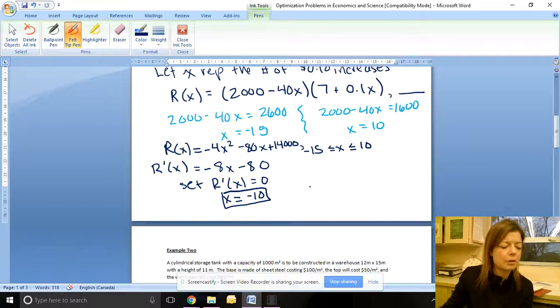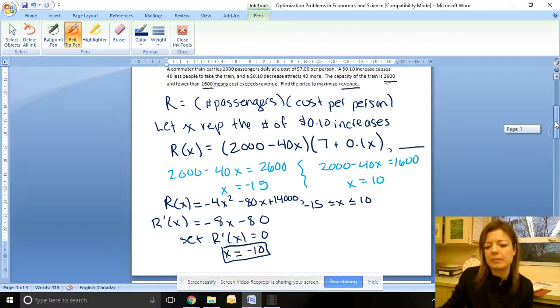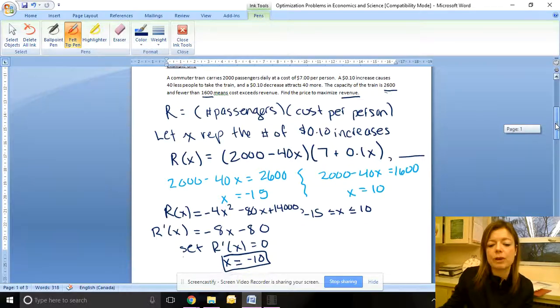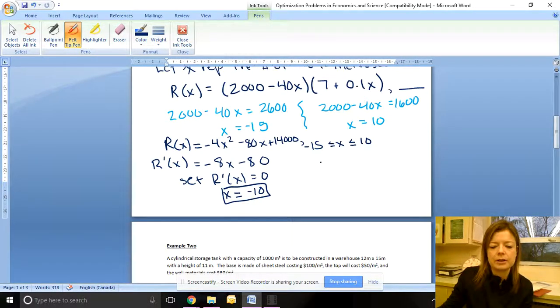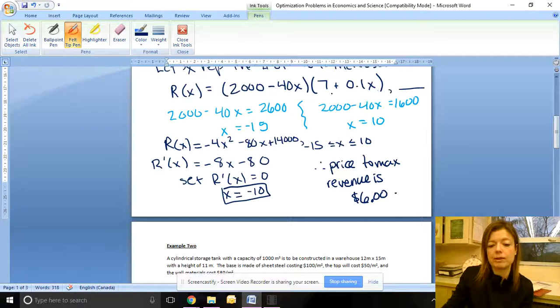So now I'm going to make sure I actually answer the question, because you can ask a lot of different questions here. What is the revenue? How many price changes? But this says find the price to maximize revenue. So therefore, the price to maximize revenue is $6. Okay, so if you didn't notice about the $6 right away, you could just put this -10 back into your price function and you'll get $6.